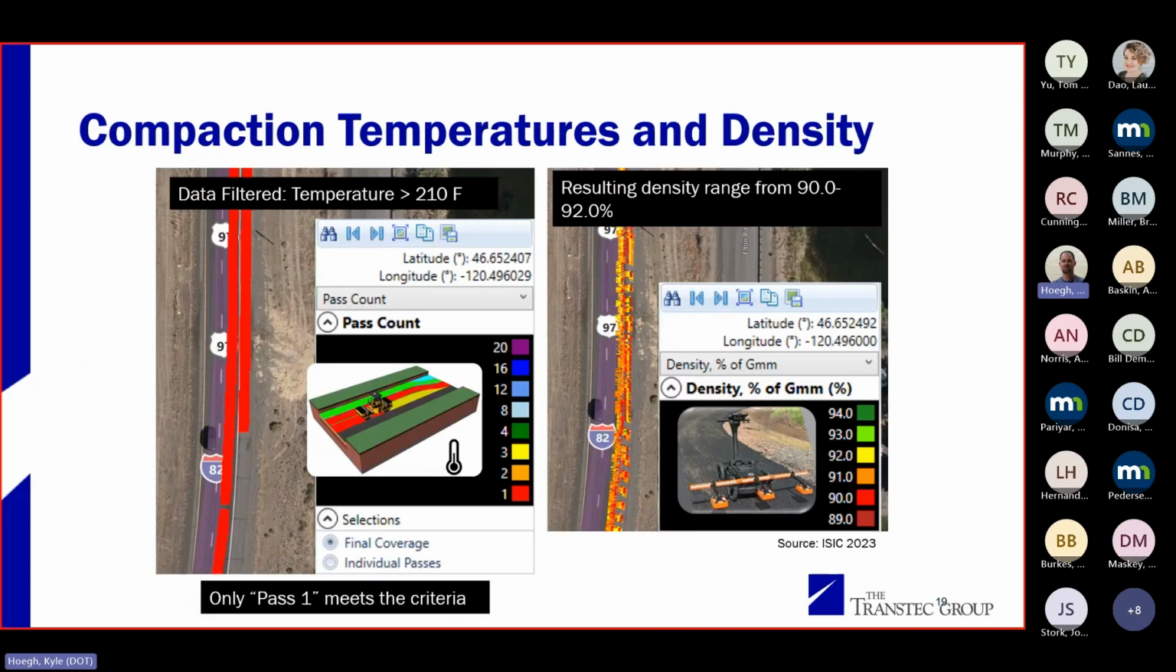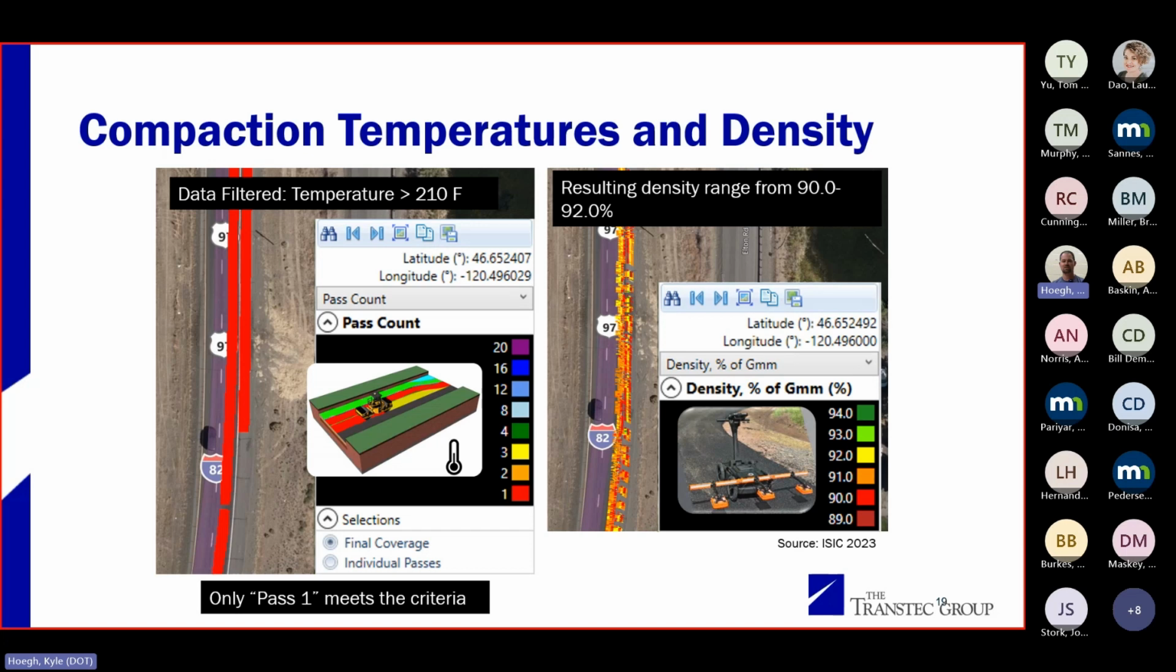So here's some more stuff on temperatures. When I was quality control manager for a paving contractor, I was obsessed with temperatures. Temperature is everything with asphalt. This is a really good example where they were getting low densities. You can see the DPS data on the right, kind of low.